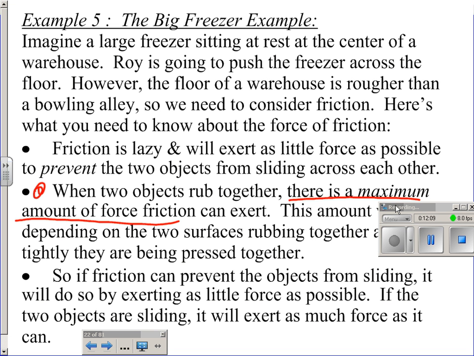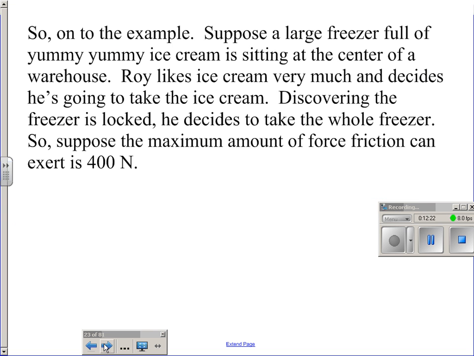If the two objects are sliding, then friction is always going to exert as much force as it can so that it can stop that motion. Okay. So there we go. That I think will become a lot clearer here as we work through the example. Okay. So on to the example.